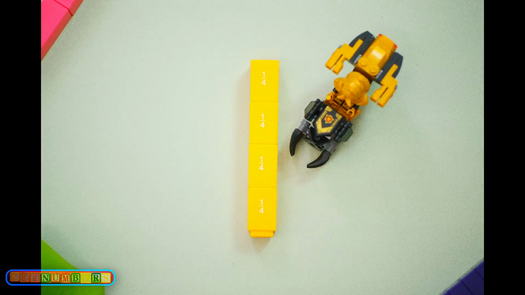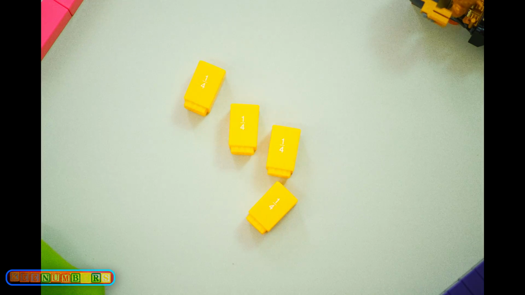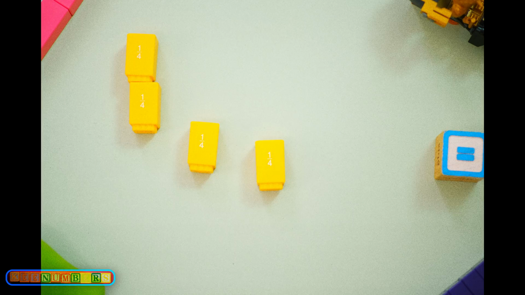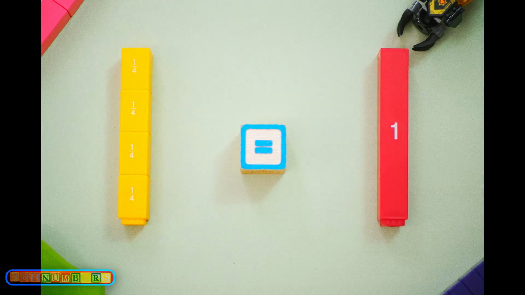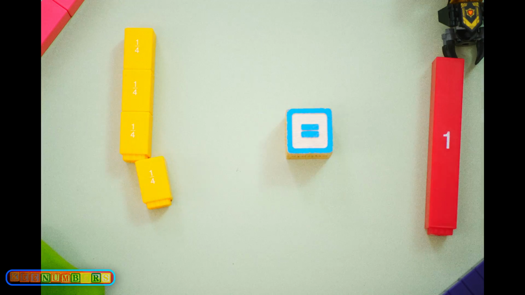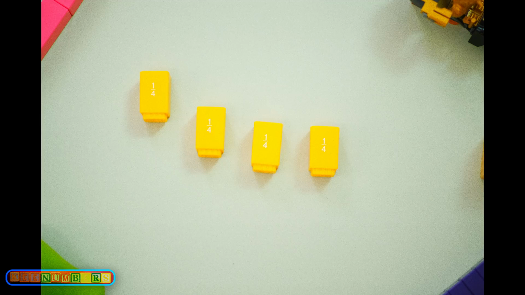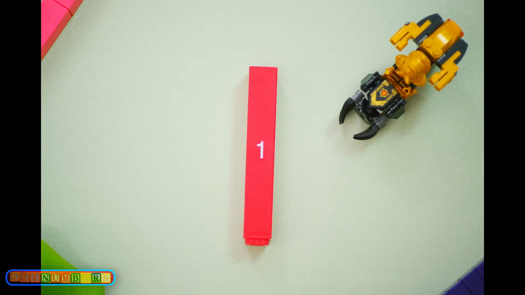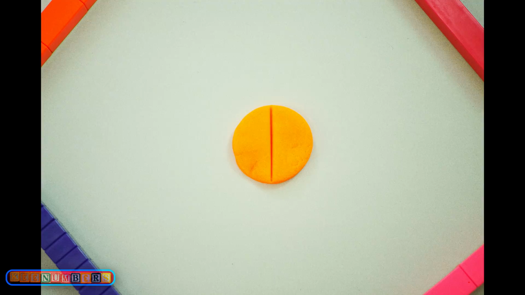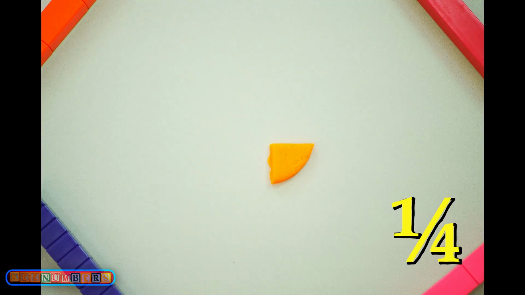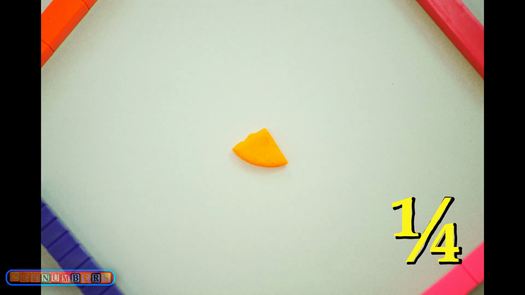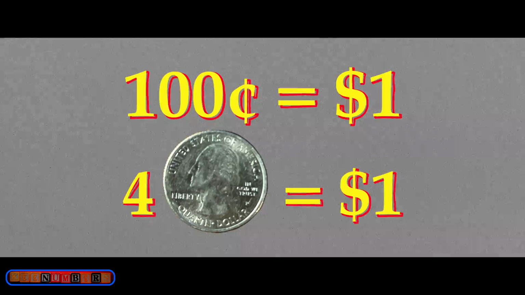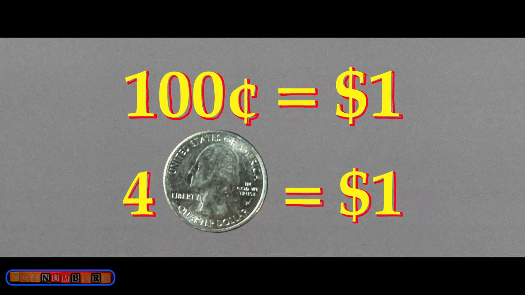If I have the number 1 and I want to cut it into 4 equal parts, we call each of those parts a fourth or a quarter. 1/4 plus 1/4 plus 1/4 plus 1/4 is 1. A quarter of a cookie? Totally possible. And yes, 4 quarters makes a whole dollar.